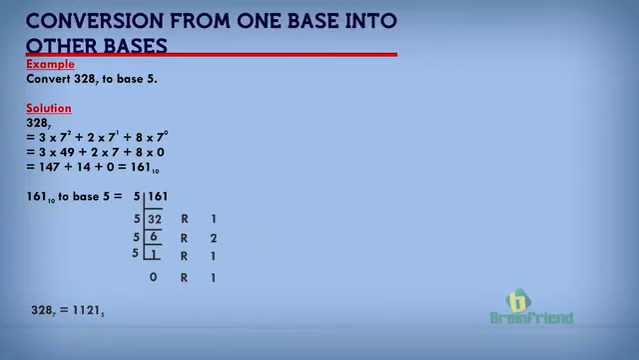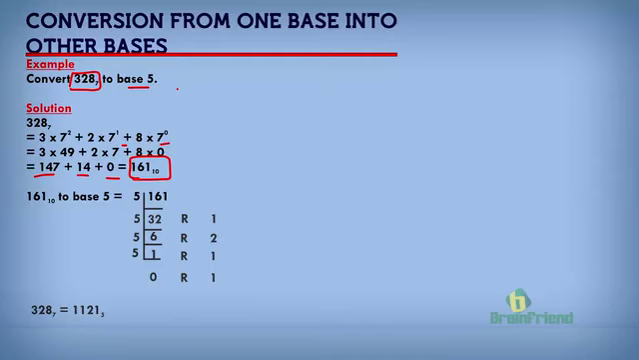Let's take one last example there. Convert 328 base 7 to base 5. So first, we'll convert 328 base 7 to base 10. Writing it in an expanded positional form, we have 3 times 7 raised to the power 2 plus 2 times 7 raised to the power 1 plus 8 times 7 raised to the power 0. That gives us 147 plus 14 plus 0, which gives us 161 base 10.